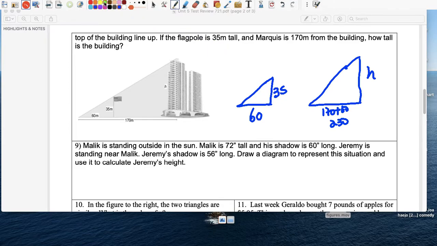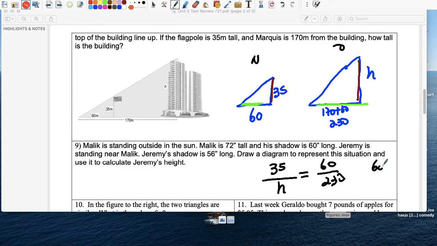So let's identify our corresponding sides. This corresponds with this. This corresponds with that. So we can set up a proportion. I'll call this new and old. So 35, the height of the flagpole, the ratio of that and the height of the building is equal to the ratio of the shadow of the pole with the shadow of the building, which is 230.